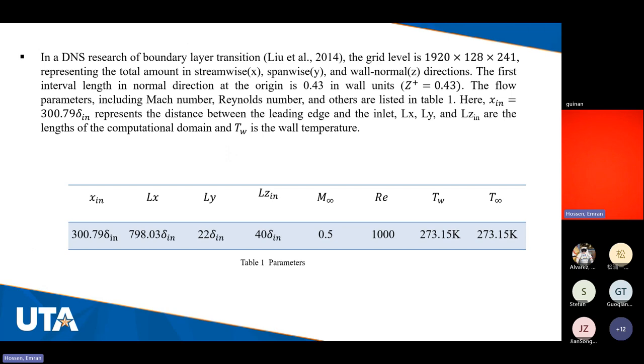For the domain, we are given X in, which is 300.79, representing the distance between the leading edge and the inlet, and LX, which is 798.03, and LY, that is 22.22, and the wall normal, which is 40. Mach number is 0.5, Reynolds is 1000, and TW, the wall temperature, is 273, and T infinity, the free stream temperature, is 273.15 Kelvin.